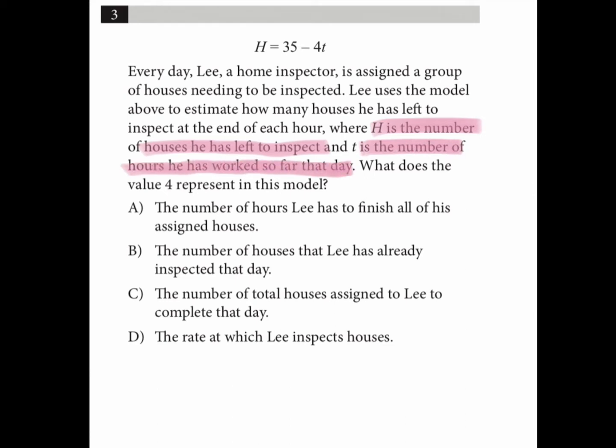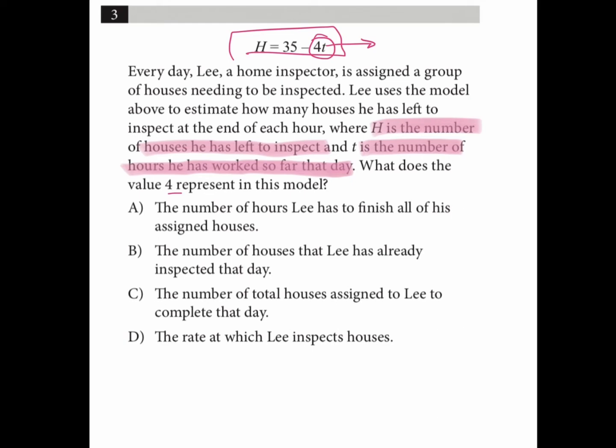So what does the value 4 represent in this model? So first, let's take a look at this equation above, where H, the number of houses he has left to inspect, equals 35 minus 4 times T, the number of hours he has worked so far that day. So for T, we see that the number 4 is linked with T, which represents the number of hours he has worked so far that day. So logically speaking, 4 has to do something with time.